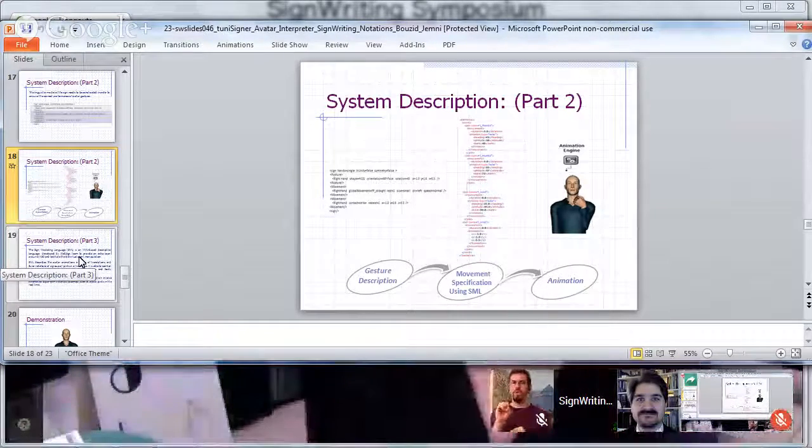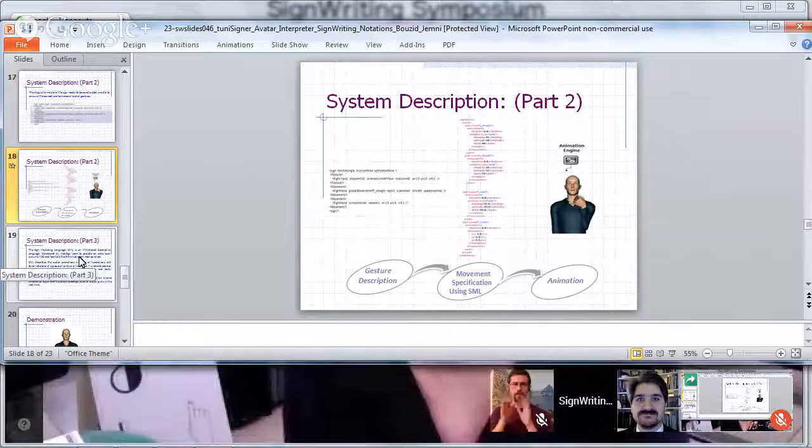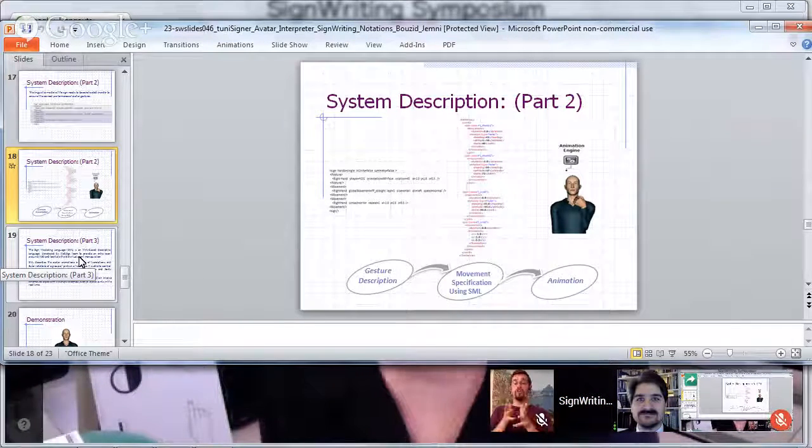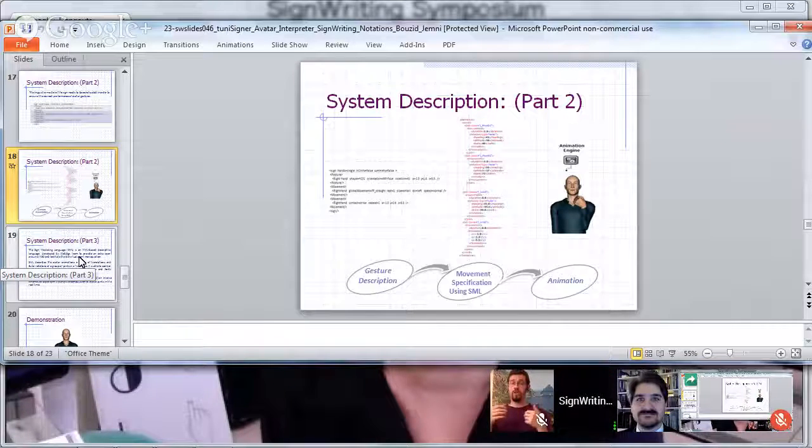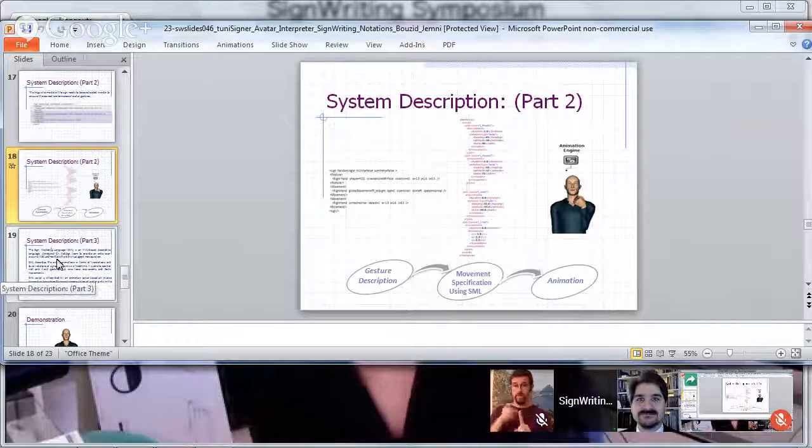This one says gesture description, moves over to movement specification using SML, and then moves to animation.